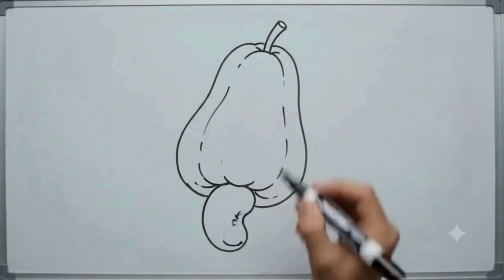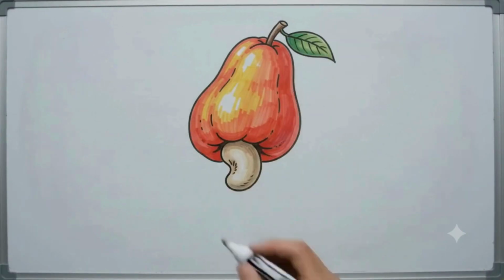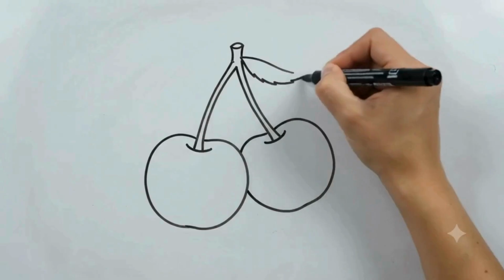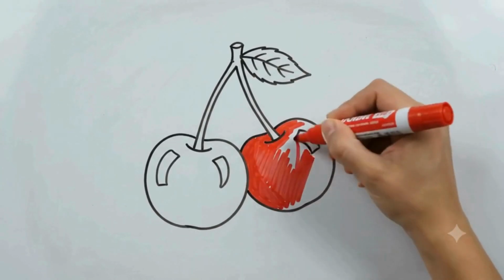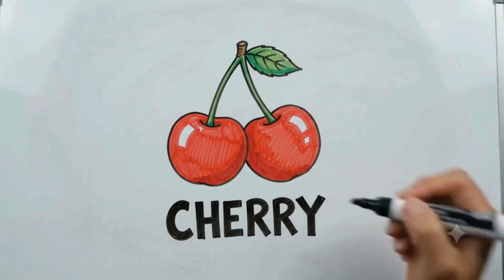Cashew is beige in color. Cherry is red in color.